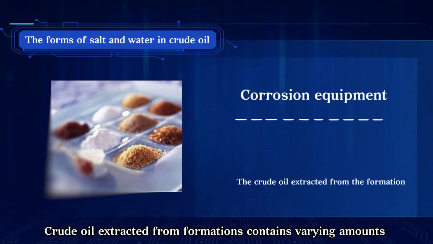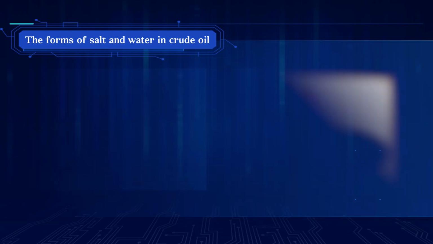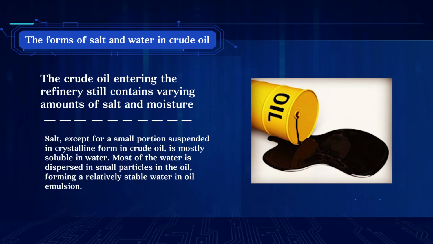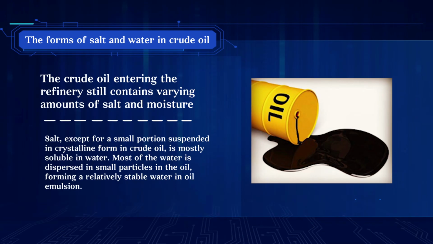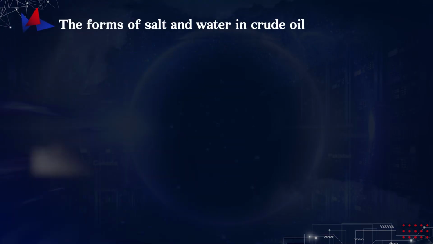Crude oil extracted from formations contains varying amounts of mechanical impurities, C1, C2 light hydrocarbon gases, water, and inorganic salts like sodium chloride, magnesium chloride, and calcium chloride. Crude oil entering the refinery still contains varying amounts of salt and water. Salts are mostly dissolved in the water, with a small portion suspended as crystals in the crude oil. Water is mostly dispersed as fine droplets in the oil, forming a relatively stable water and oil emulsion.